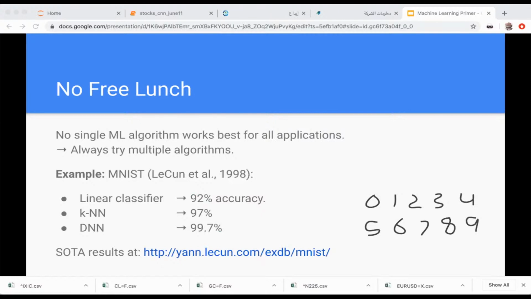You can still do much better than that using deep neural networks, which give state-of-the-art results in this problem, with more than 99.7% accuracy. So try multiple algorithms. Do not stick to one particular algorithm in advance. And I think this is something that Dr. Yahya just mentioned a few minutes ago, that some students already have a certain algorithm in mind for their application. I don't think that's a good idea. Try multiple algorithms. But of course, these algorithms should be diverse.